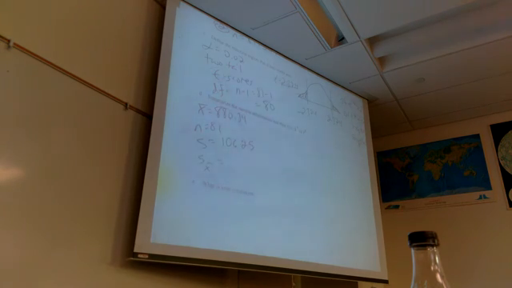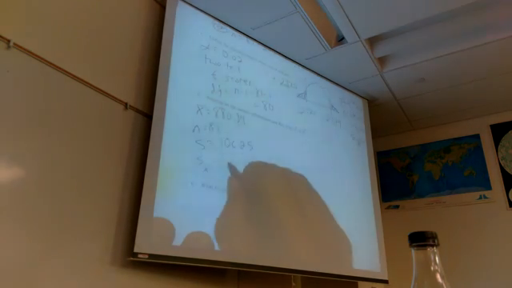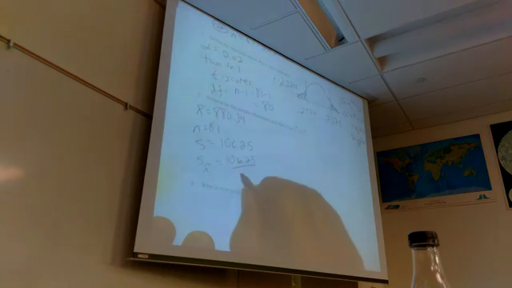S is just an approximation for sigma. So anything I'd have to do to sigma, I have to also do to S. It's just an approximation. So I take 106.25 divided by what? Square root of 81.